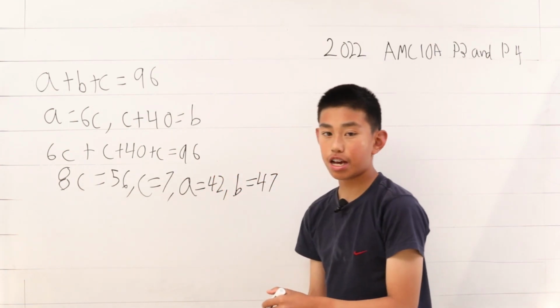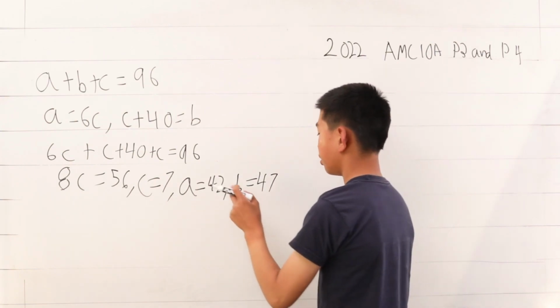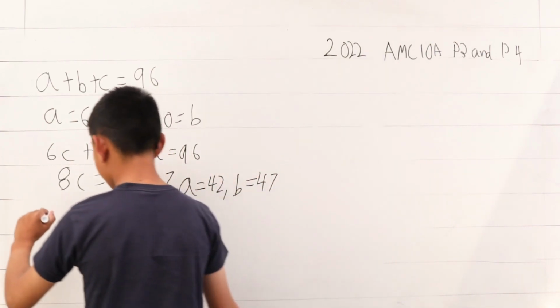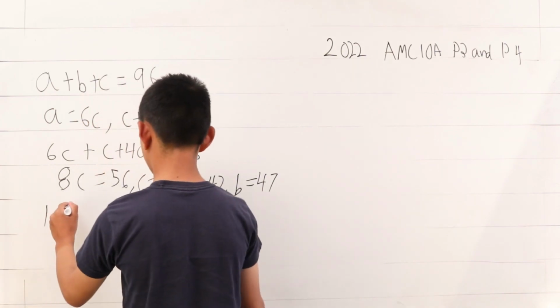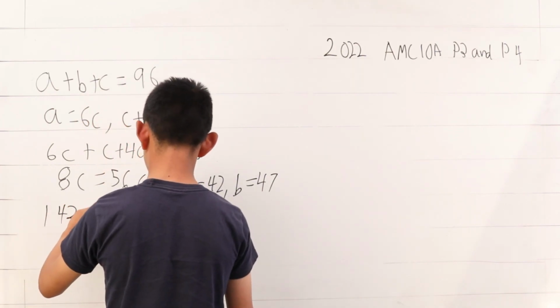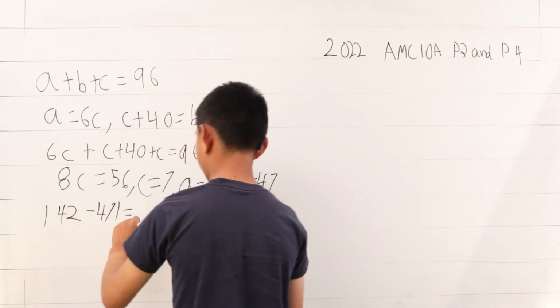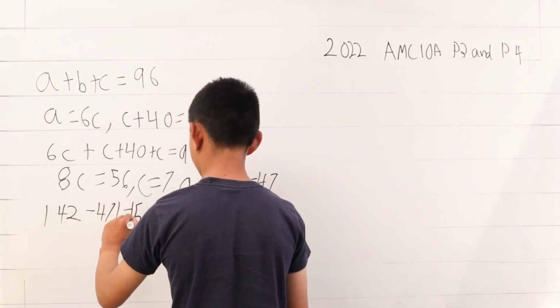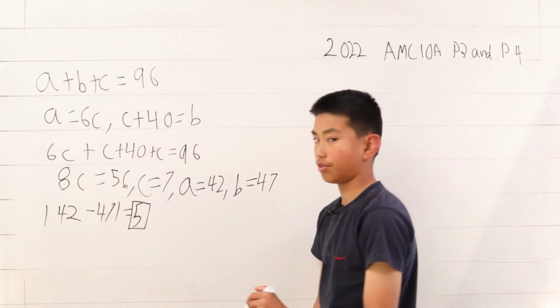Now we want to find the absolute value when you subtract B from A. So the absolute value of 42 minus 47 is equal to 5. So we have our answer.